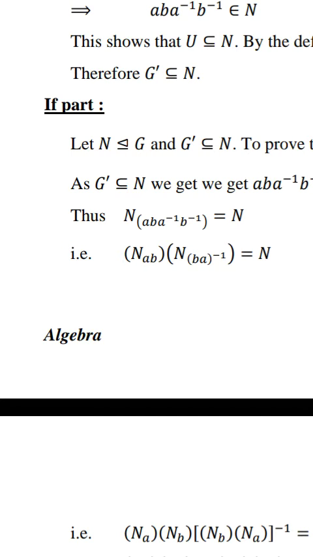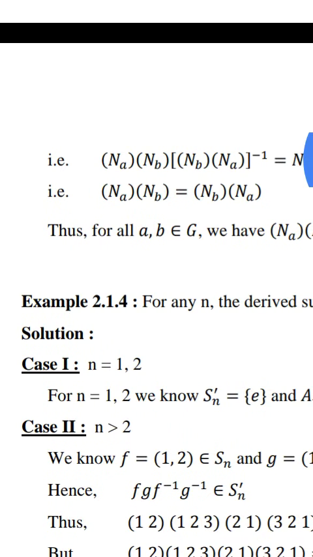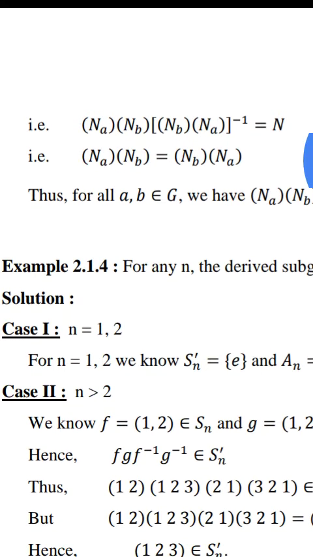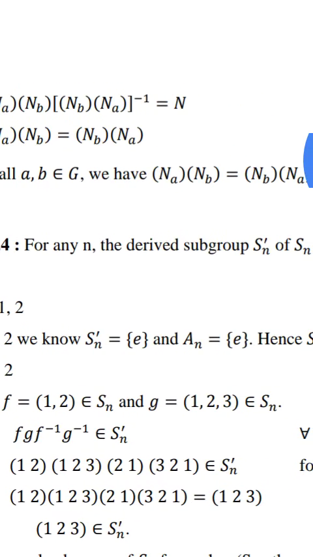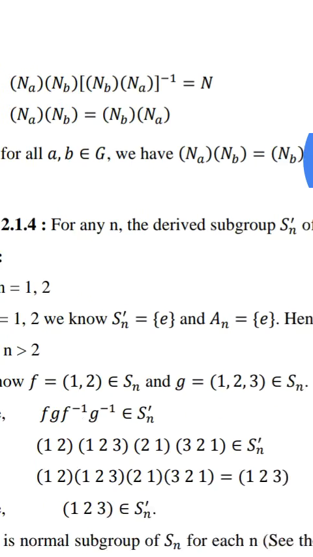Thus, N aba inverse b inverse is equal to N. Nab, Nb a inverse is equal to N. Therefore, NaNb (NbNa) inverse is equal to N. NaNb is equal to NbNa. This shows that NaNb is equal to NbNa, and hence G/N is abelian.